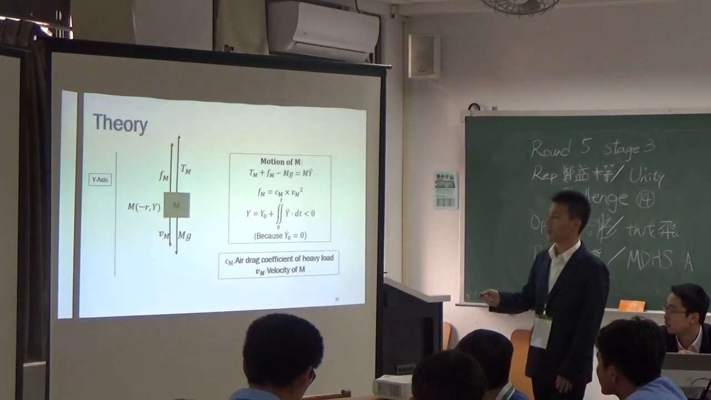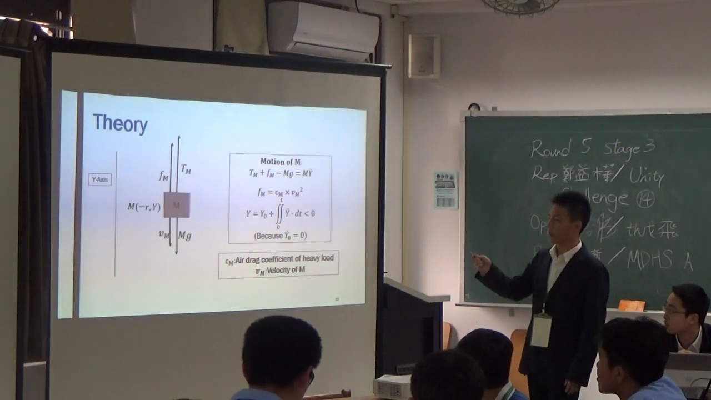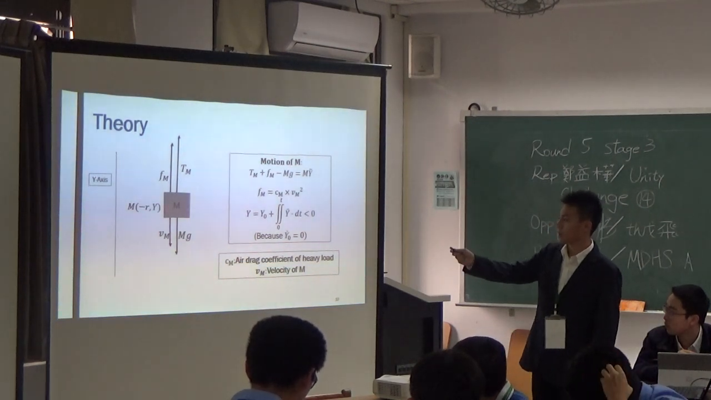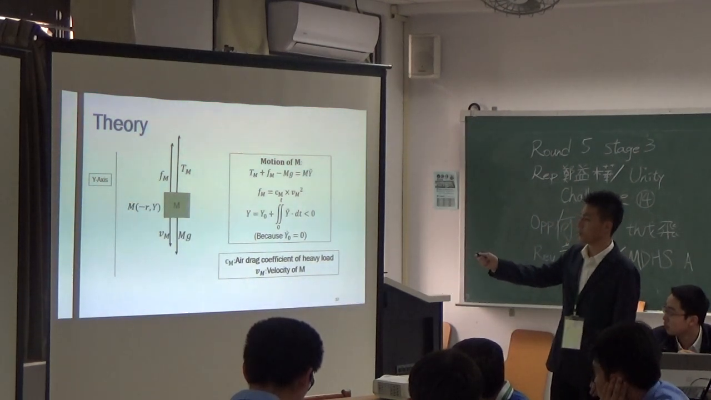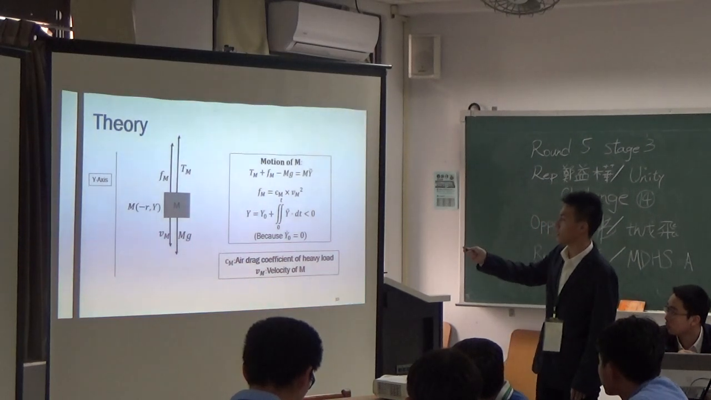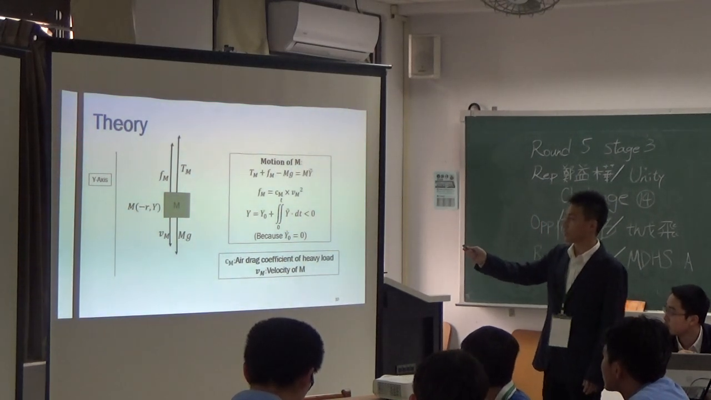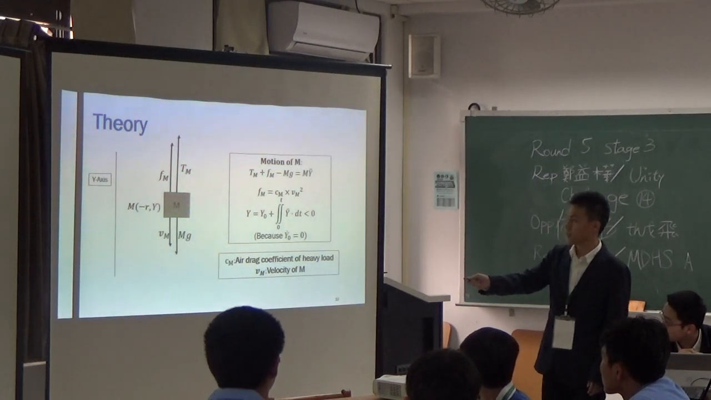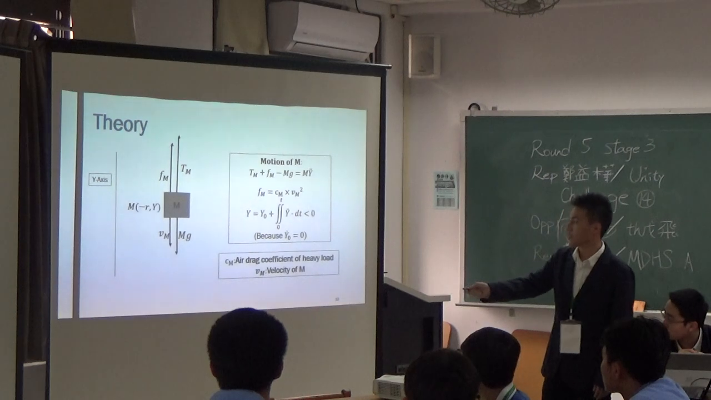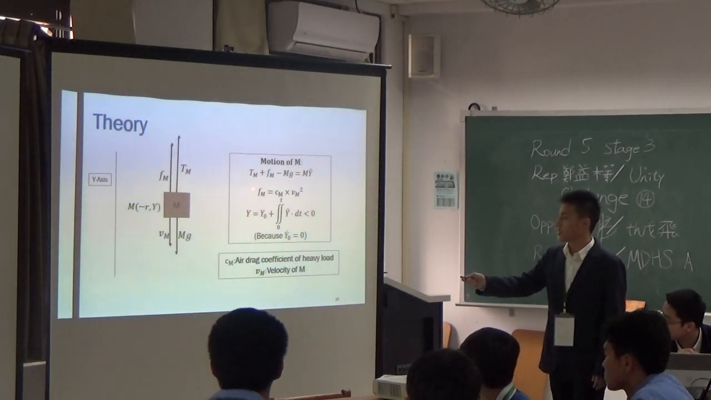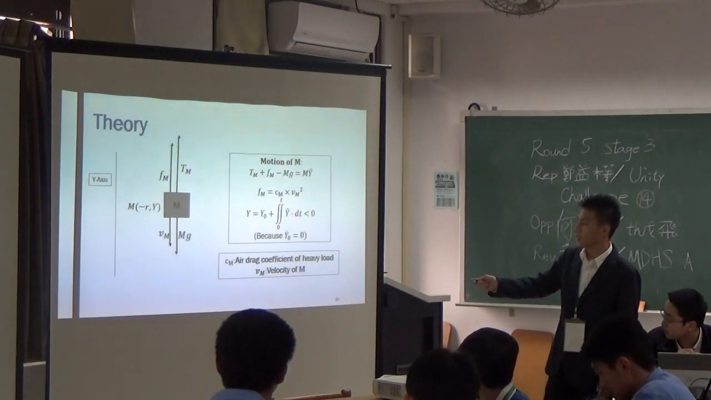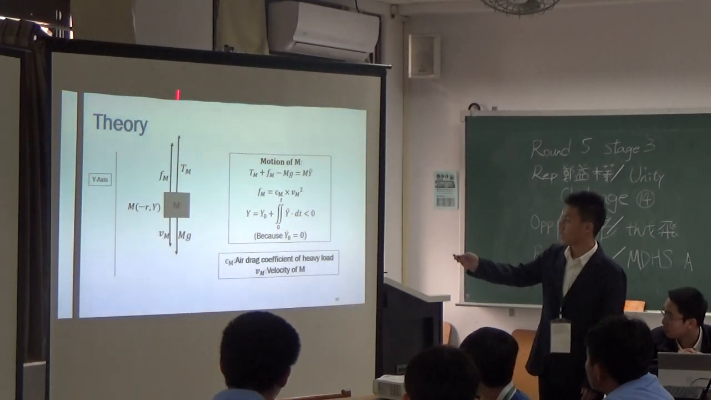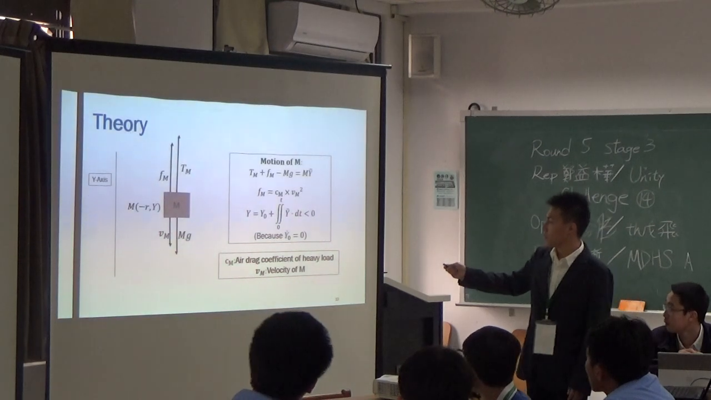And next, we want to talk about the theory. First, about the heavy block: the tension on it plus the air drag force minus the gravity effect equals its mass multiplied by acceleration. The air drag force equals Cn multiplied by Pn squared, which has the opposite direction to its velocity. And the y position at any time equals its initial position plus the double integral of the acceleration on the y axis multiplied by dt.